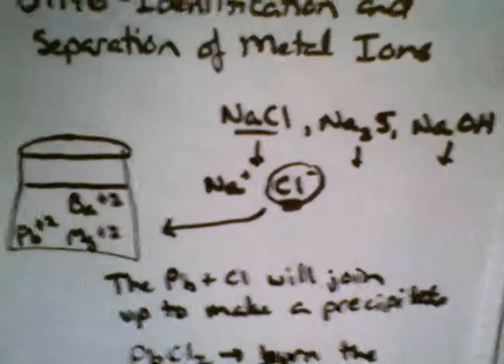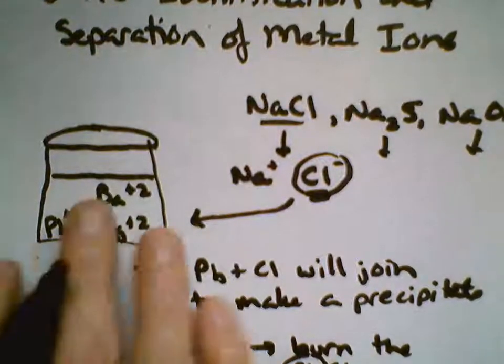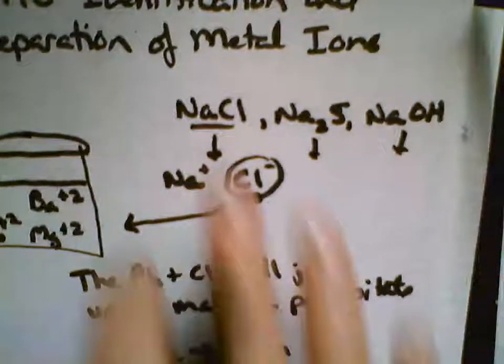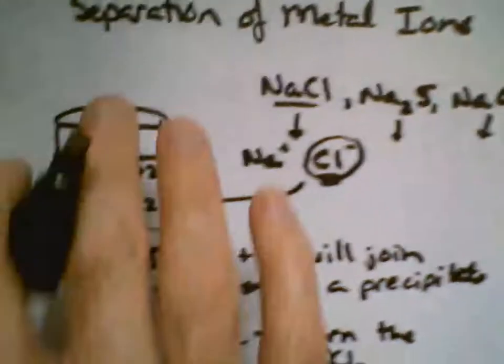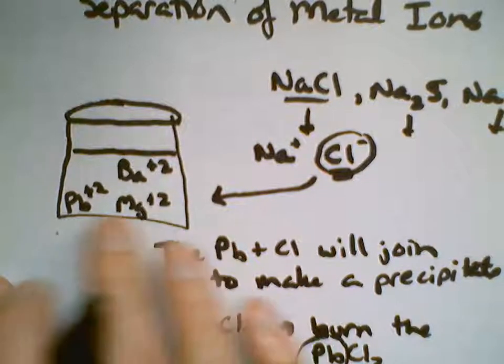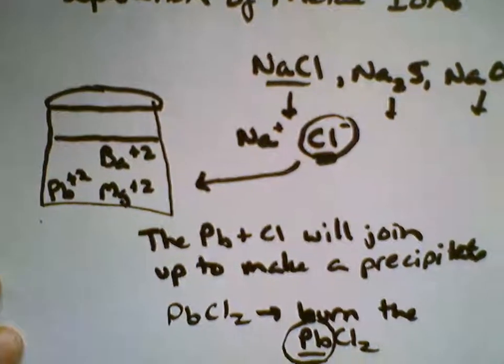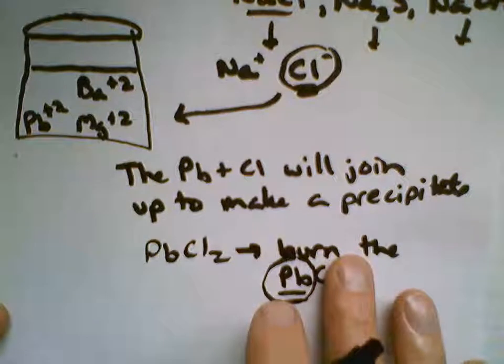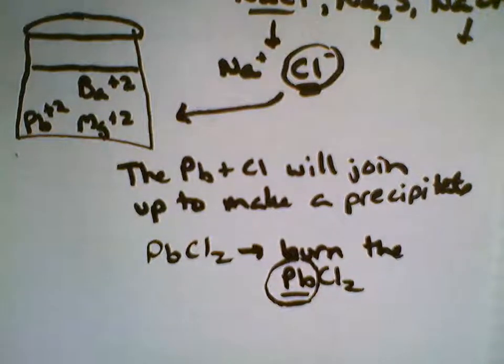So just to summarize, you've got a sample with 3 ions in it that they give you in this assignment. They give you 3 different salts that you're going to add in. You're going to tell me which one pulls out the Ba, which one pulls out the Mg, which one pulls out the Pb. You're going to separate them all. Then you're going to burn them all and look up what colors they would burn in a flame test. Hope this was helpful.